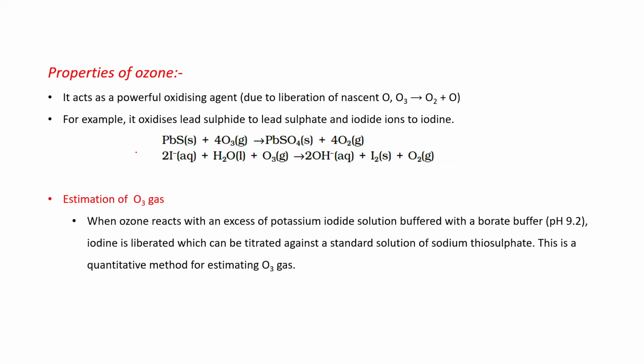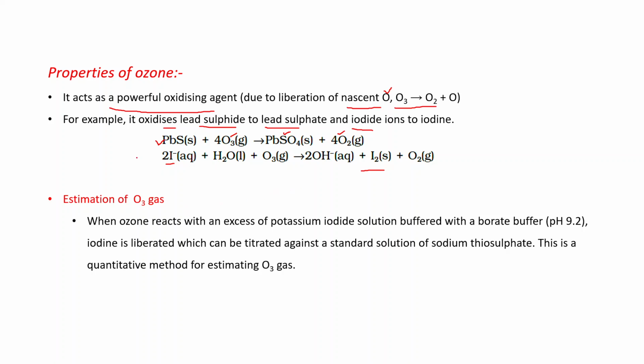Properties of ozone we were discussing. It acts as a powerful oxidizing agent. Why is this a powerful oxidizing agent? Due to the liberation of nascent, that is atomic, oxygen when it decomposes. It oxidizes lead sulfide to lead sulfate and iodide ions to iodine. See, this is PbS, which will convert into PbSO4, and O3 will convert into O2. And this I minus, iodide ion, will convert into I2, iodine.